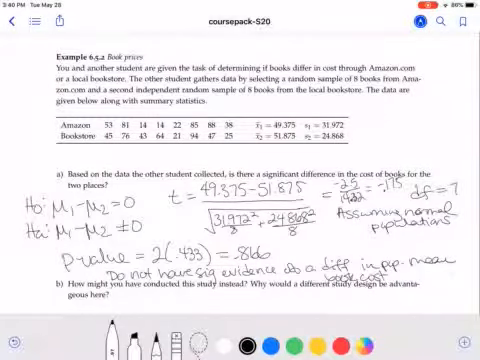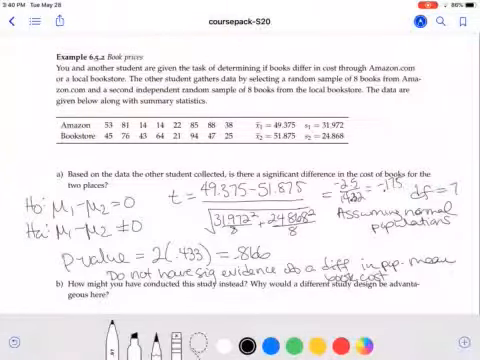We're looking at an example on book prices. You and another student are given the task of determining if books differ in cost through Amazon and a local bookstore. The other student gathers data by selecting a random sample of 8 books from Amazon and then a second independent random sample of 8 books from the local bookstore. We have the data below along with the summary stats.